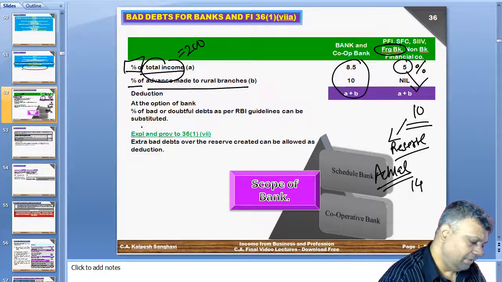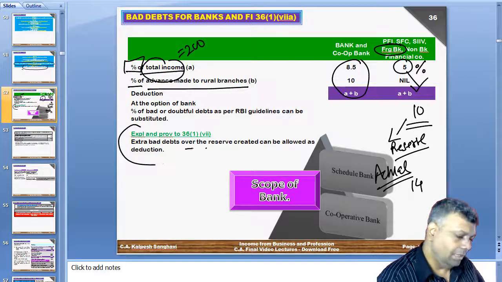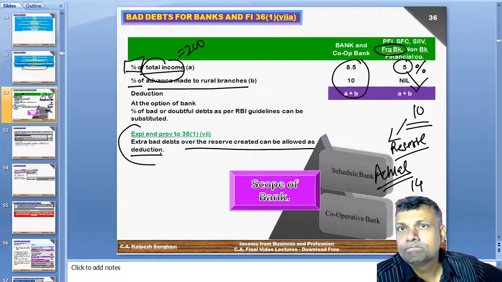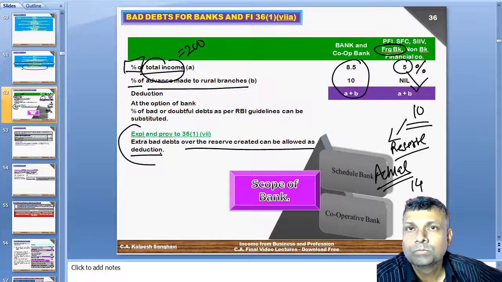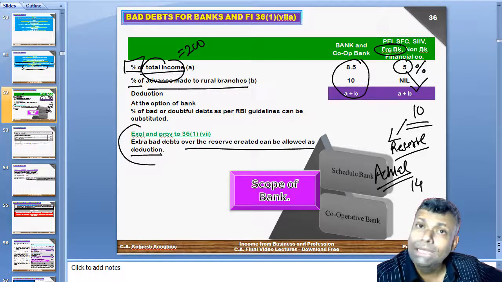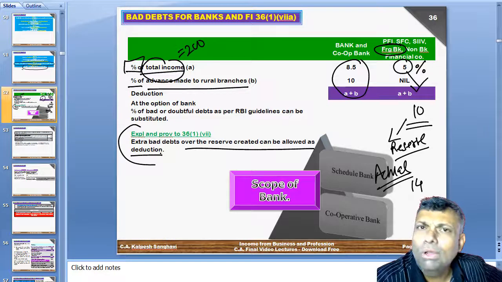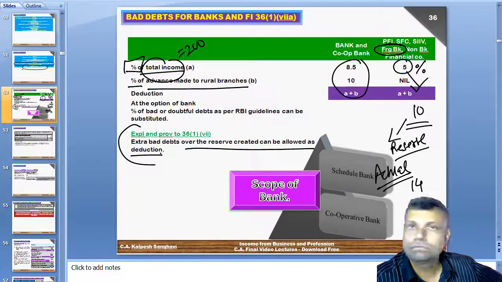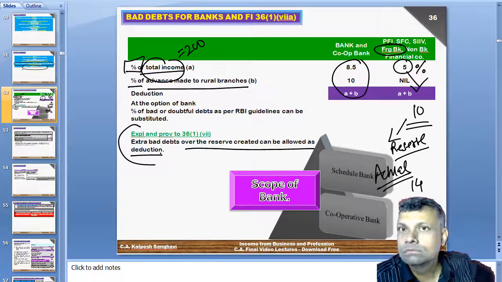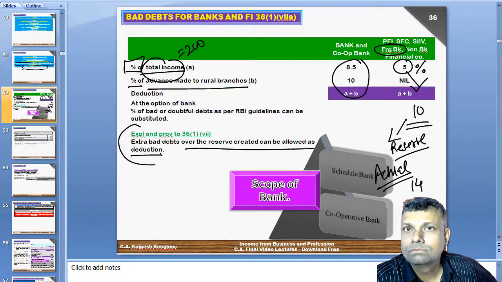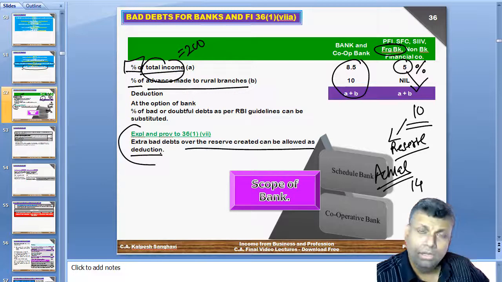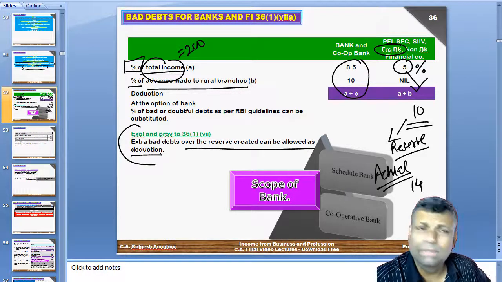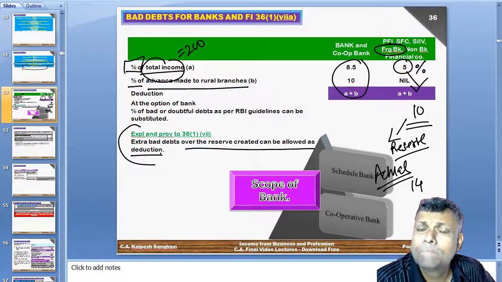Are you getting it? So the law also has a remedy, the law also makes it very clear. If there are any extra bad debts over and above the reserves so created, they can also be allowed as a deduction. But that over and above this 5% should be purely on an actual basis. And this particular point requires maximum attention of the students. I mean, students will really go nasty.